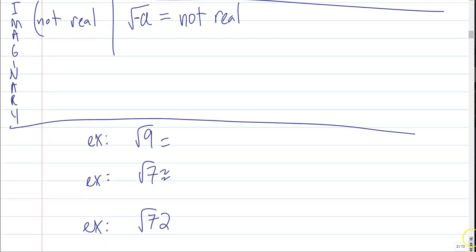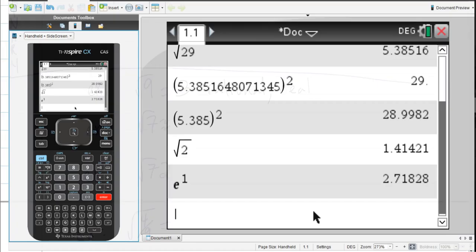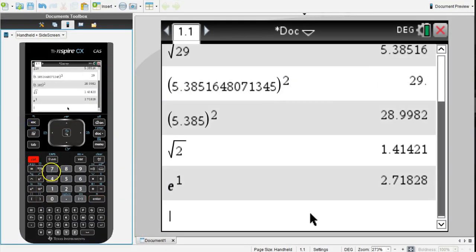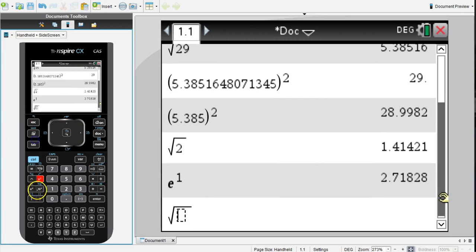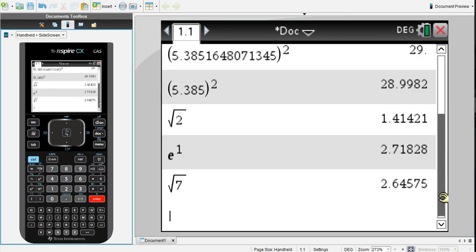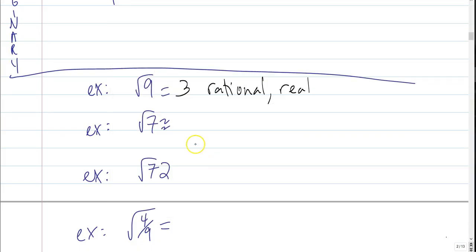So the square root of 9. The result of that is 3. Just a whole number. So what is that? Well, can it be written as a ratio? Then it is rational. And if it is rational, it is very real. What about the square root of 7? Not a pretty number, right? Check that one in your calculator. The square root of 7. Sorry about that. Let's see, the square root of 7. Craziness. 2.645. 2.646 if I round it off.